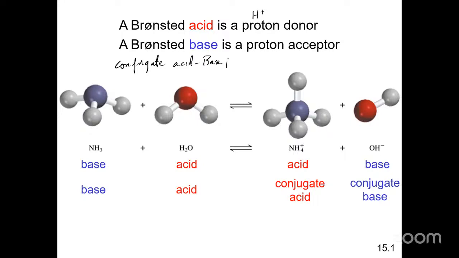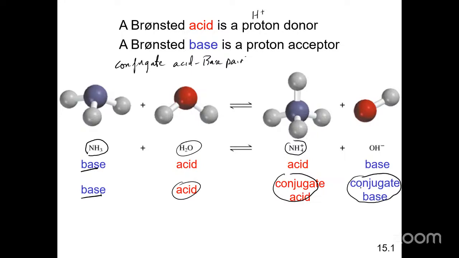All right? So basically, you'll notice here that in the case of the ammonia, it gains a proton to form the ammonium ion, right? So the ammonia is said to be the base, and the resulting acid that is formed as a result of the gain of the proton by the ammonia is called the conjugate acid, all right? On the other hand, the water, which loses a proton, is considered to be the acid in this case, and the result of the loss of that hydrogen ion or proton is called the conjugate base, all right?